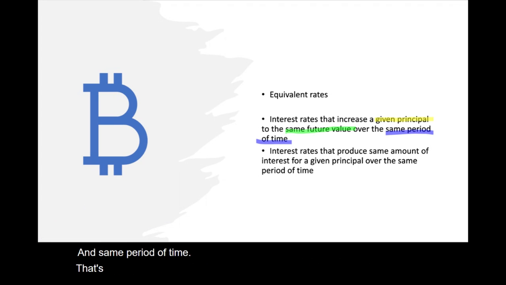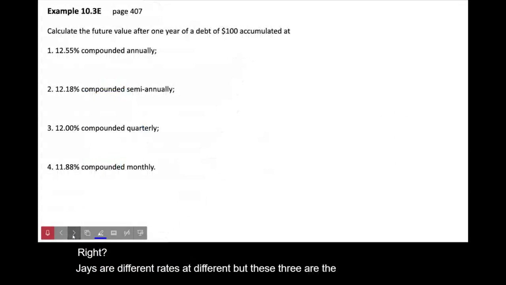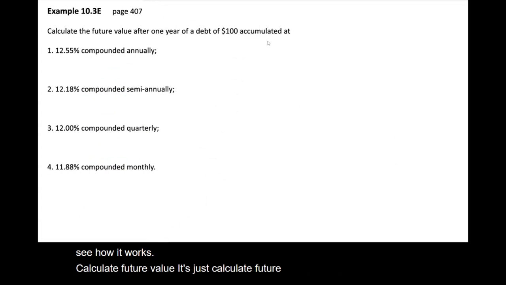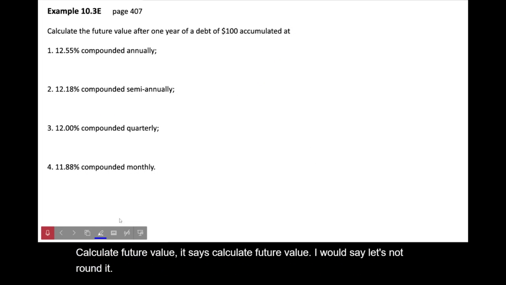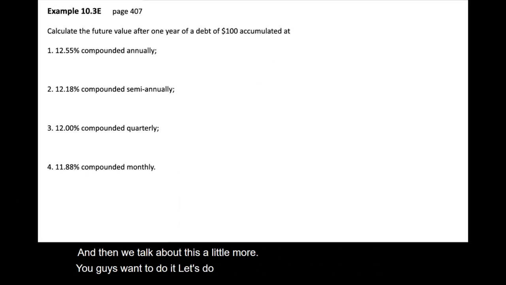Those three positions would have to be the same, right? J's are different, rates are different, but the three are the same. So let's see how it works. Calculate future value. It says calculate future value. I would say let's not round it, and then we talk about this a little more. You guys want to do it? Well, let's do it together.